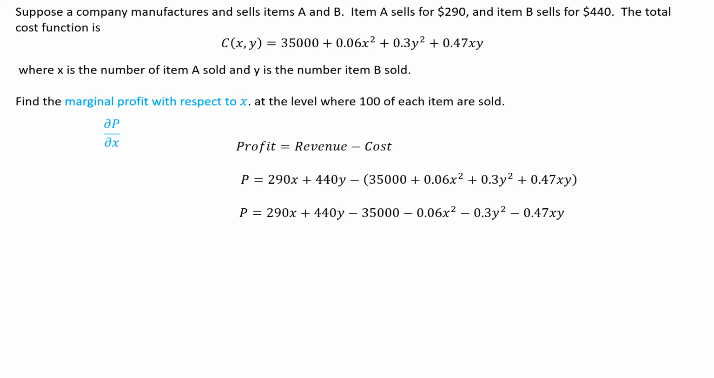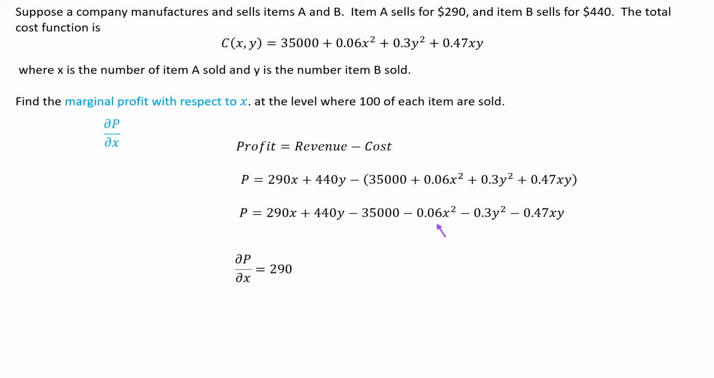Now, we're being asked for the marginal profit, or the rate at which the profit is increasing with respect to x. So I'll take the partial derivative of this equation with respect to x. The derivative of 290x, if x is our variable, is 290, of course. The derivative of 440y with respect to x is 0, because if we're taking a partial derivative with respect to x, we're assuming that y is a constant. Obviously, the derivative of negative 35,000 is also 0.